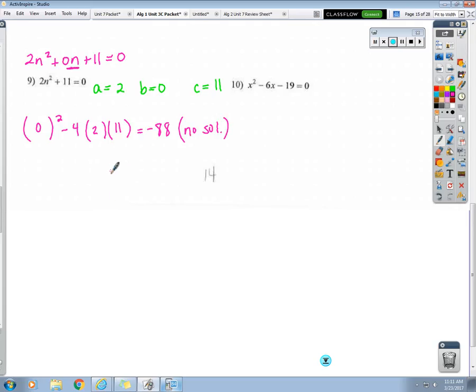Now, can anybody tell me why it ends up no solution? You can't square root a negative. Because think about it. If we were to go into the quadratic formula at this point, wouldn't a negative 88 end up under that square root? And you can't square root a negative, so that's why you end up with no solutions.